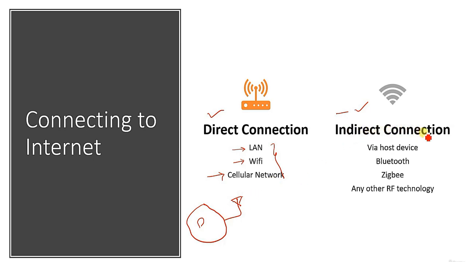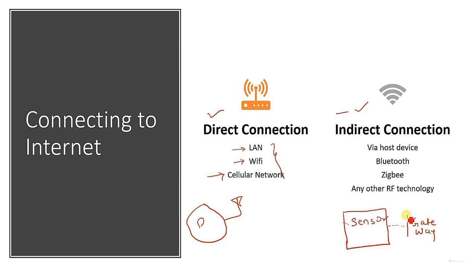Indirect connection is a kind of connection where the controller or the device that you are using does not have any capability to get directly connected with the internet. In that case, we have to make use of some other communication protocols like Bluetooth, Zigbee or any other RF technology. So if this is your sensor device or end device, then it will communicate its data through some other technology to a host. We also call it a gateway or host.